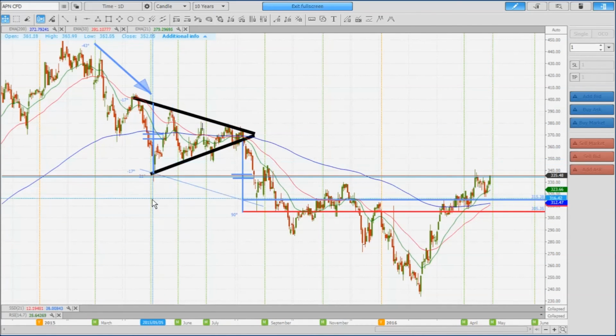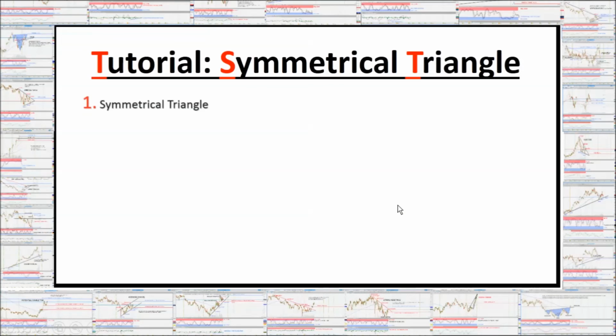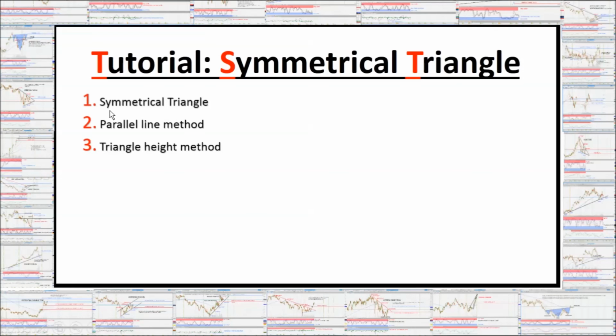Now, what's advantageous about knowing both of these methods is that they usually have different price targets, which is nice, so then you can establish a target range when using a symmetrical triangle. Alright guys, so thanks for watching this video on the symmetrical triangle. I think just to keep the video short, I'm going to be splitting them up into a 3-part series.